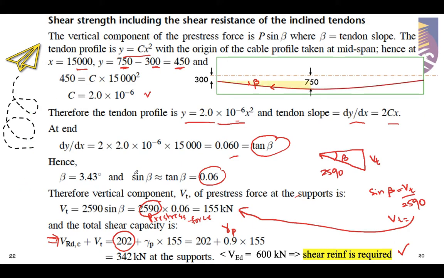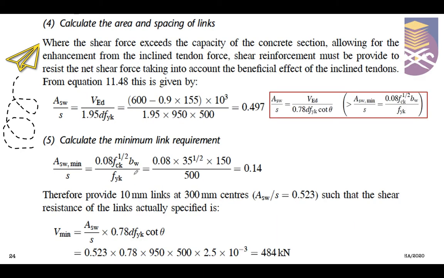So this is to calculate the area and spacing of links where the shear force exceeds the capacity of the concrete section, allowing for the enhancement for the inclined tendon force. Shear reinforcement must be provided to resist the net shear force, taking into account the beneficial effect of the inclined tendons. Just now we have already considered the VT value. Here we are going to calculate using this equation, because we know that shear reinforcement is required.